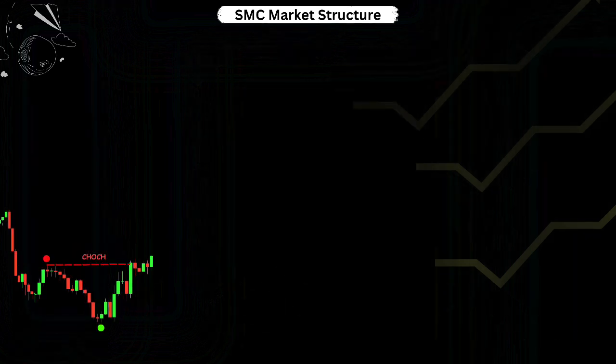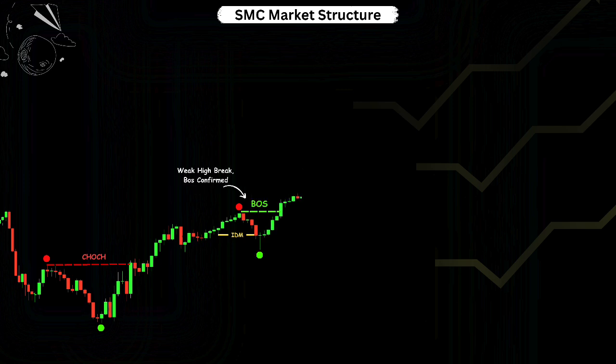Let's understand all these concepts together. The market is bullish after a change of character, and this will be a valid inducement. If the market makes a new higher high, the inducement will shift here. Once the market breaks the inducement, the weak high is confirmed. After the weak high breaks, the break of structure and strong low are confirmed. Similarly, this is the inducement. Once the inducement breaks, the weak high is confirmed.